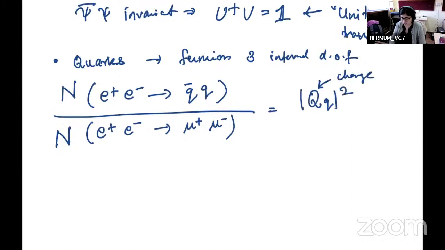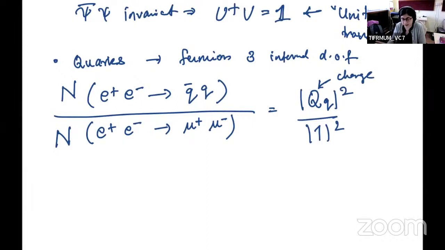So it's just the ratios. Muon has the same charge as the electron, so it's just 1. That's why there is just 1 in the denominator. So it's proportional to the charge of the particle that you produce. Okay, so this you would expect to just be the charge of the quark.